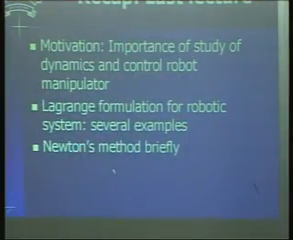First, we saw the motivation: why we need to study robot dynamics and control. Then we saw some fundamentals about robot dynamics. In particular, we studied the Lagrange formulation, and we went through one example of the robot manipulator to actually see how the Lagrange formulation can be done. And then we saw briefly how to use Newton's method for formulation of the problems of a robotic manipulator.